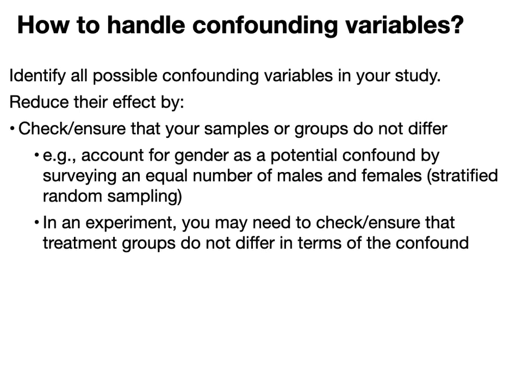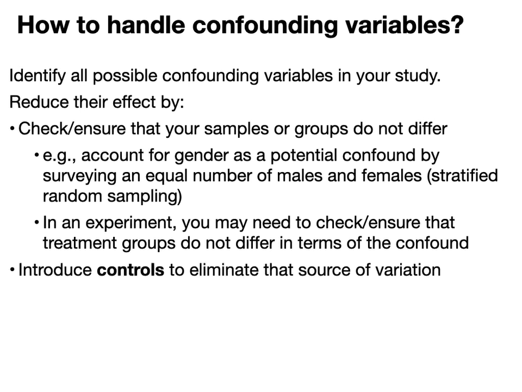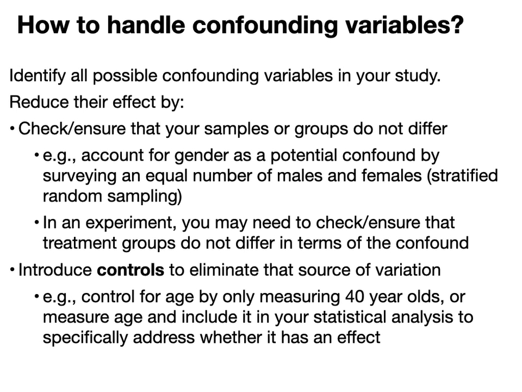In an experiment where you might be assigning your individuals to treatment groups, it might be important to check that your treatment groups don't differ on average in terms of the confound. And we'll look at examples of that later on this week. And you may want to introduce controls to eliminate variation in the confounding variable. For example, maybe you're studying something where age is expected to influence the process you're interested in. You might want to control for age by only including people of a certain age in your study. That has its own drawbacks, of course.